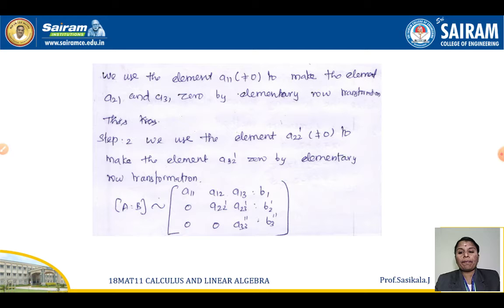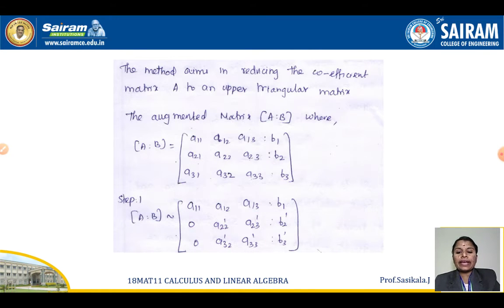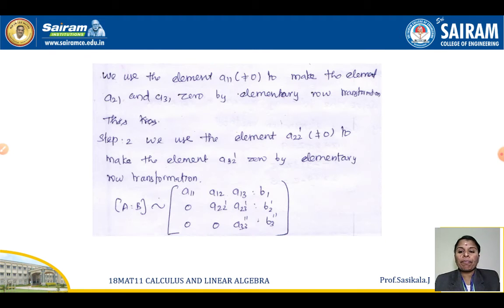Now, step 2. What is that? Again, the third row, second element is to be converted to 0. When you want to convert the second element to 0, you have to use your second row, because if you use the first row, the first element will appear again. So in step 2, we use the element A22 dash to make the element A32 dash 0 by row elementary transformation. Then the first two rows will not change. The changes will happen only in the third row.